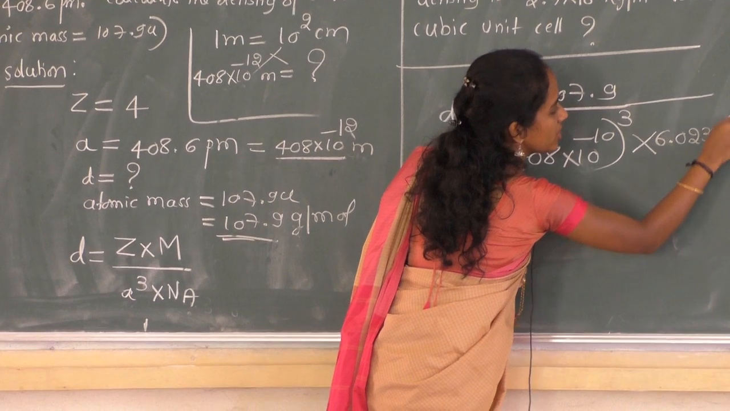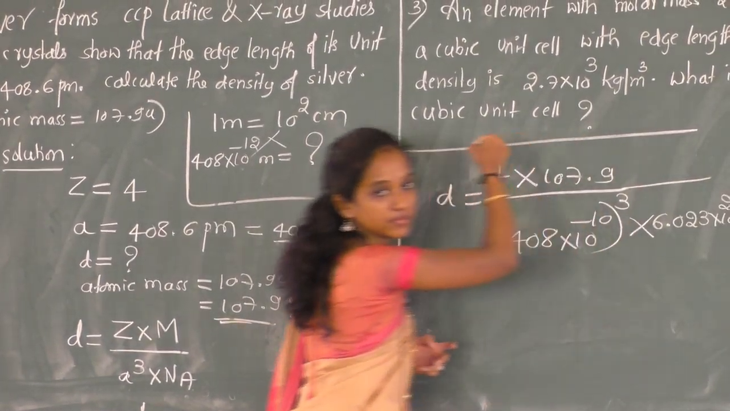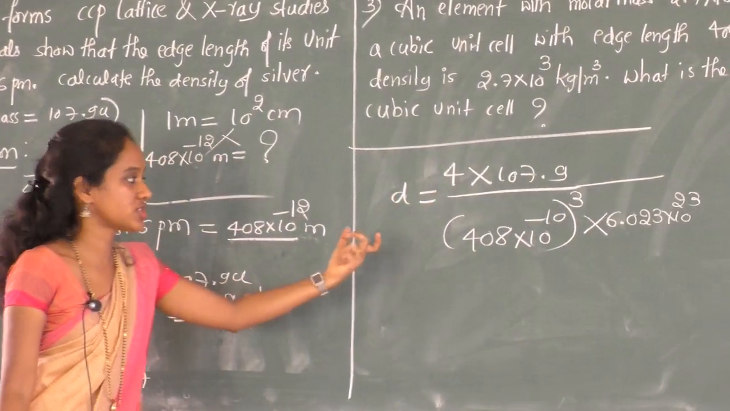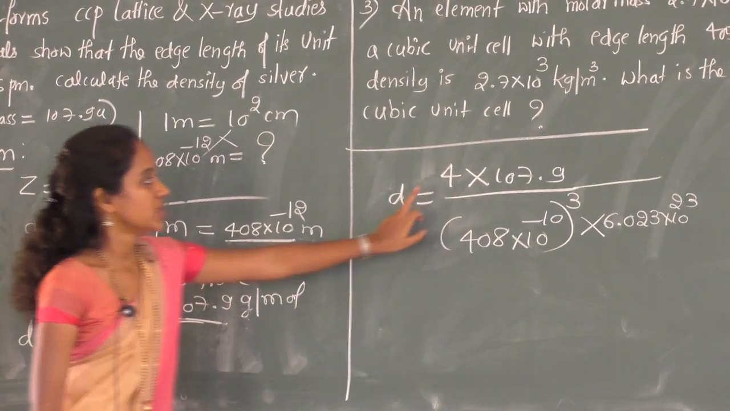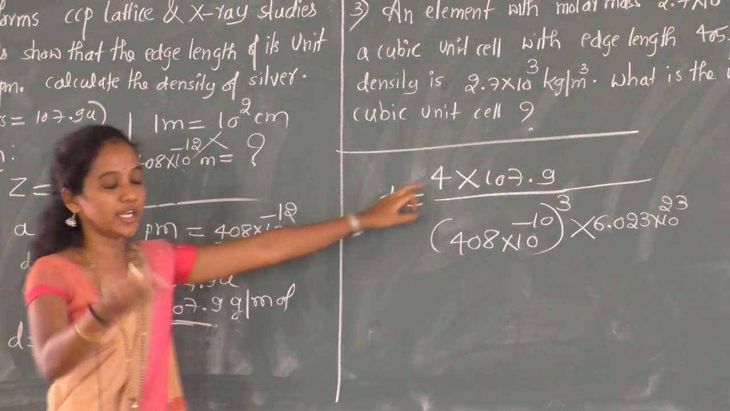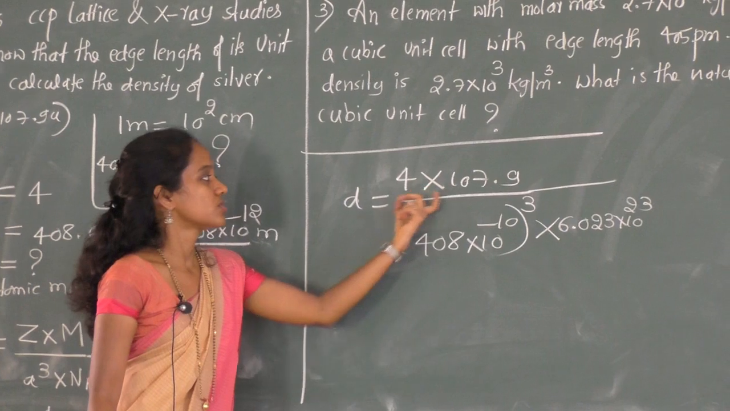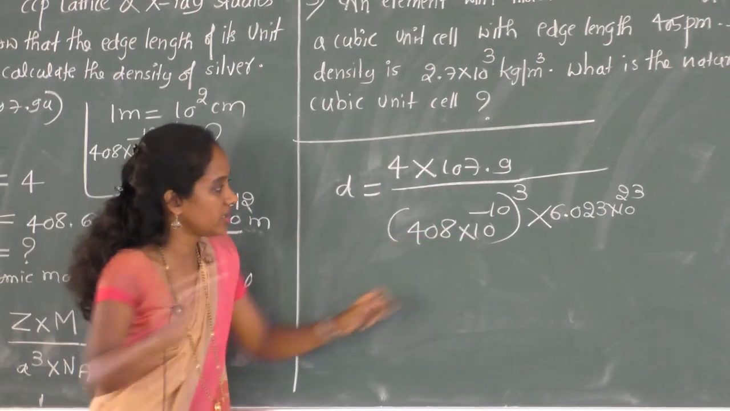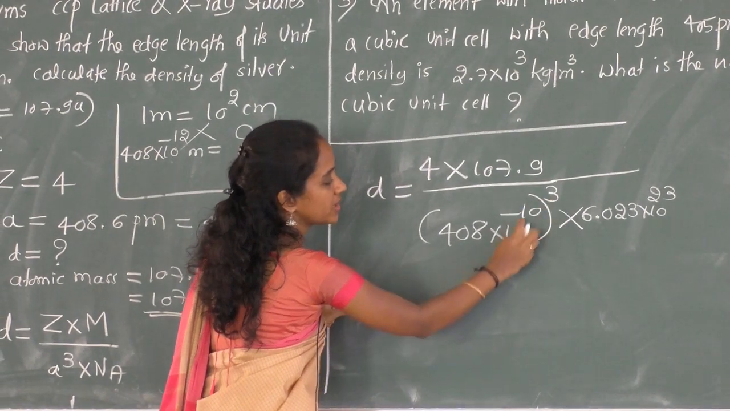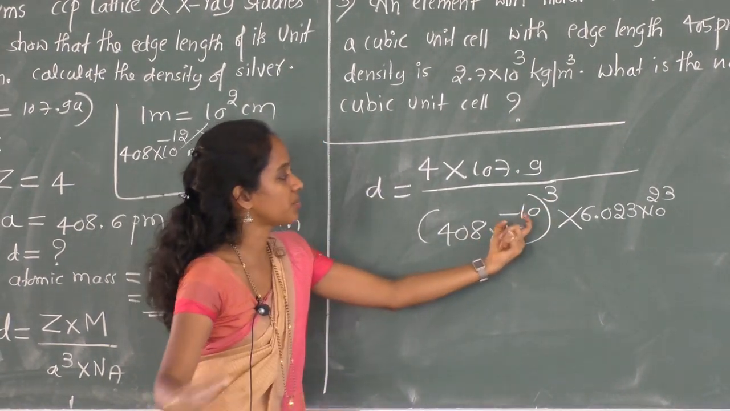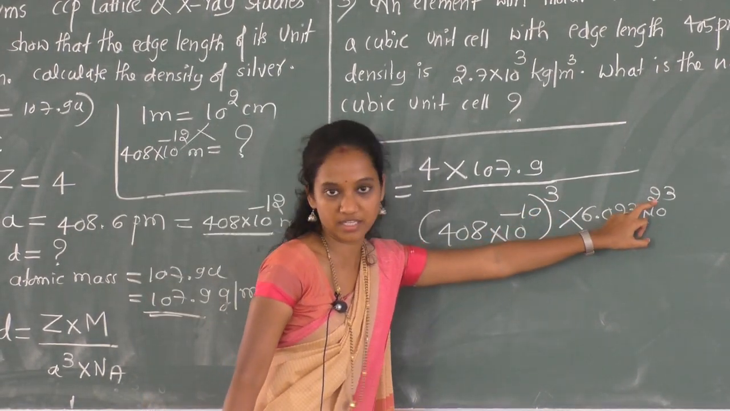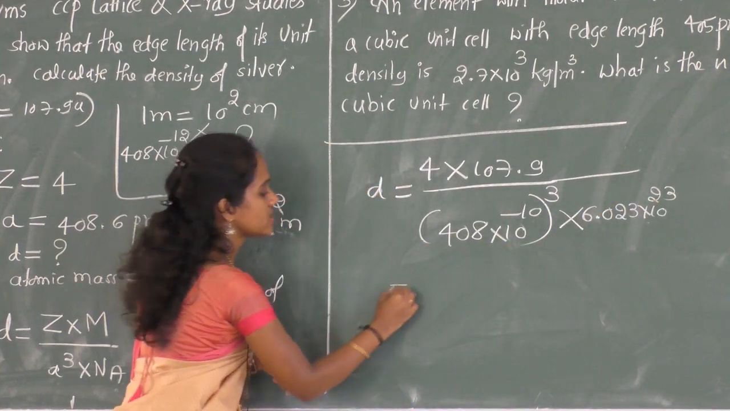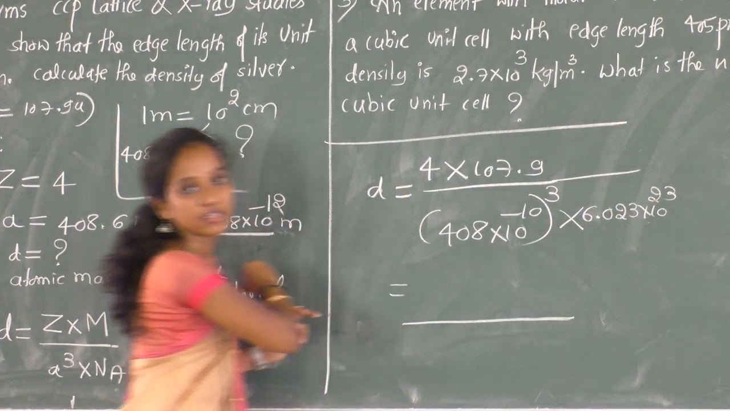6.023 into 10 to the power 23. So now you can do the calculation here, isn't it? By using a calculator, do the calculation here. So 4 into 107, then divided by 10 to the power minus 10 into 3, minus 30, 10 to the power minus 30 into 10 to the power 23. You can do the calculation, I guess. So find out the answer here.